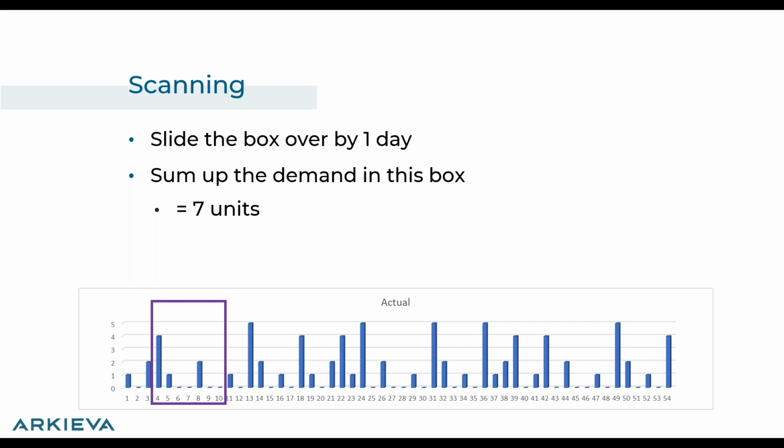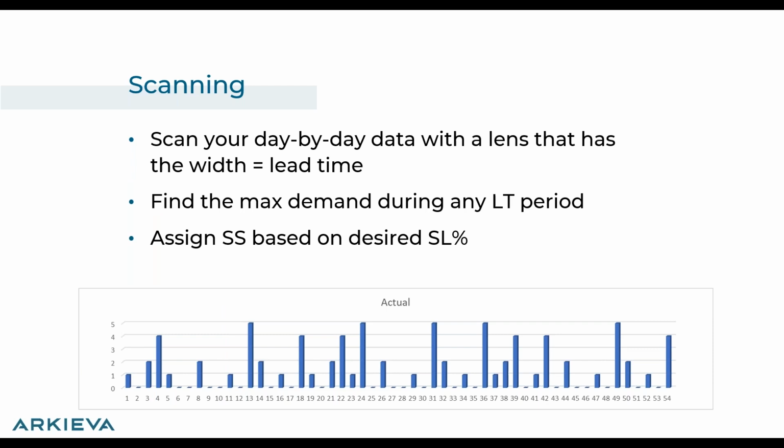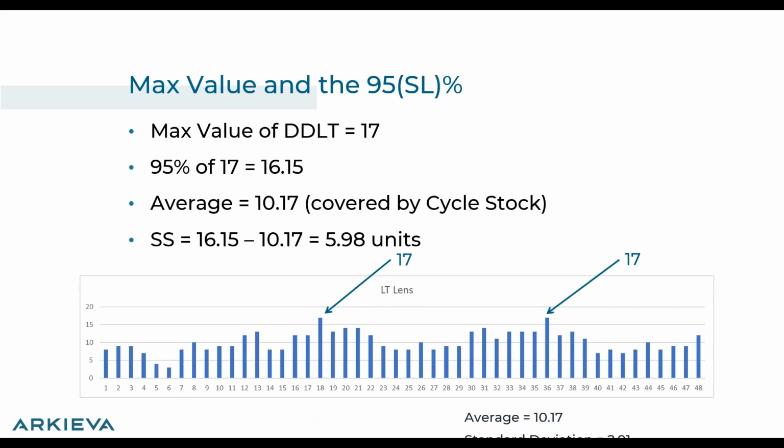And then in each box, I can calculate the sum and figure out where the maximum demand is inside any of these boxes. So that actually happens to be twice in this data set, so twice we have a demand of 17 units in that data. So that we call demand during the lead time, which is the demand inside the box, and the max value of demand during lead time is 17 units.